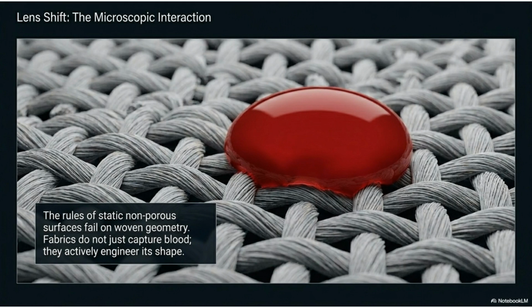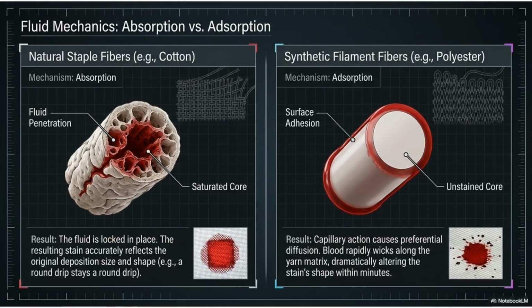The microscopic interaction, or lens shift, highlights how blood interacts with woven geometry. Surfaces like fabric don't just capture blood, they actively shape the stain. The fluid mechanics of absorption versus adsorption show how blood interacts differently with natural and synthetic fibers. Natural staple fibers, like cotton, absorb fluid, while synthetic filament fibers, like polyester, rely on surface adhesion and preferential diffusion.